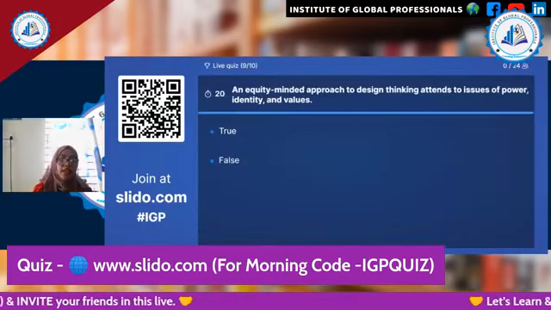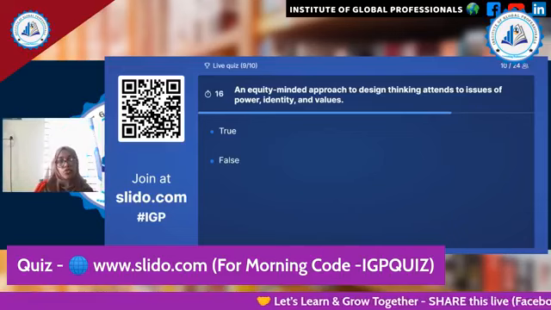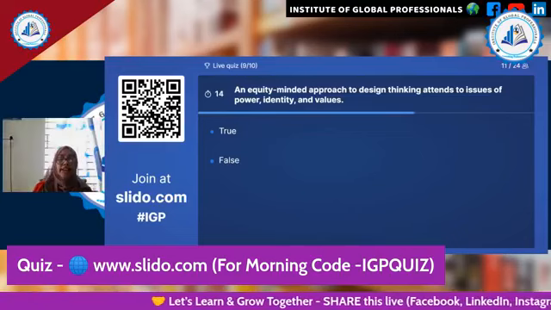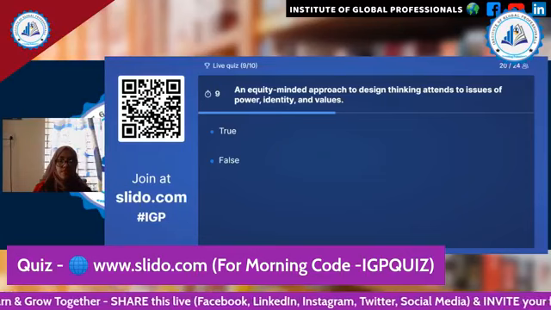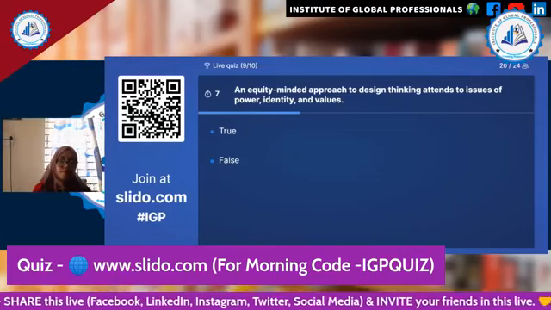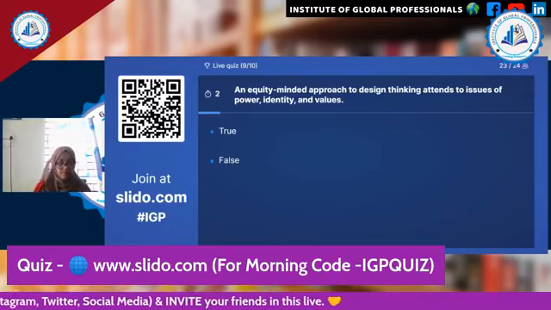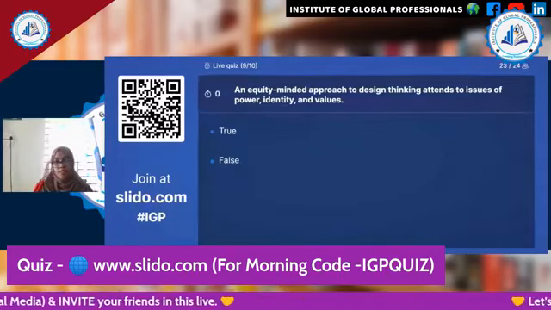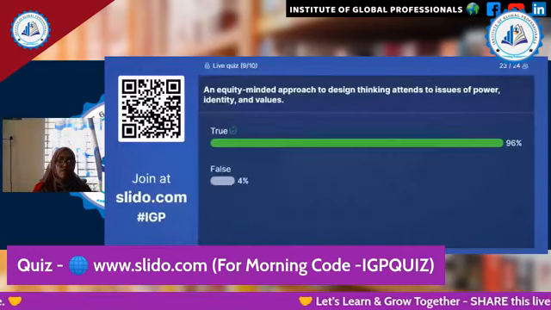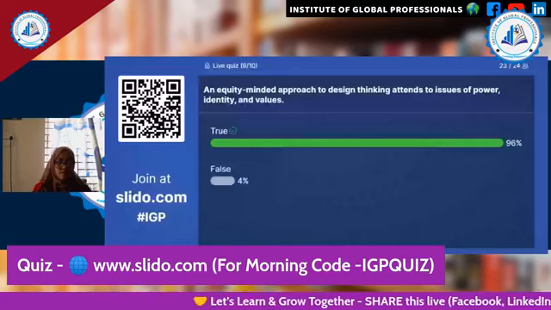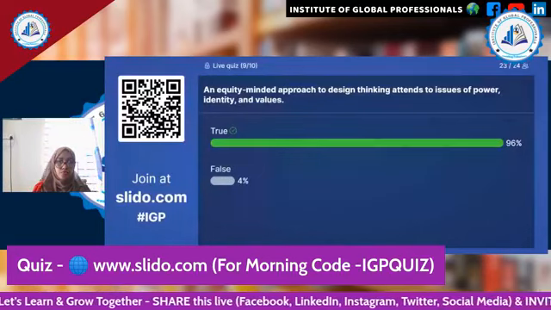Question number 9. An equity-minded approach to design thinking attends to issues of power, identity, and values. First option, true; second option, false. And the correct answer is true.